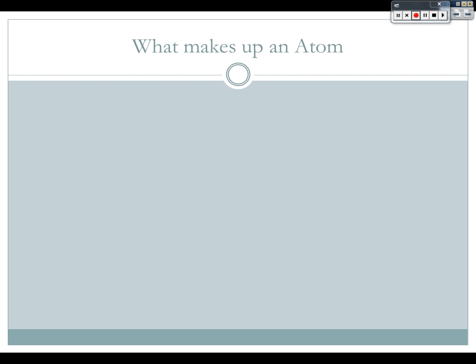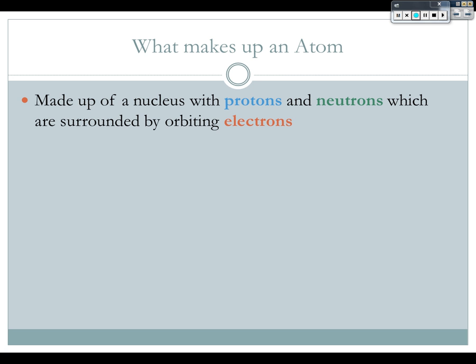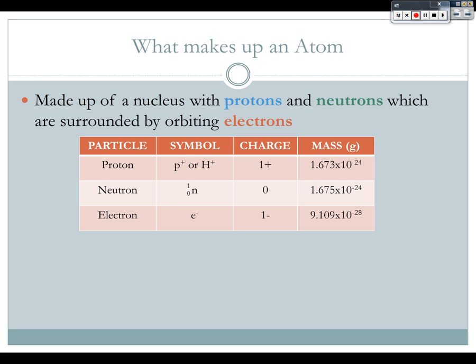So, back to the basics of what makes up an atom. An atom is made up of a nucleus, which contains our protons and neutrons, surrounded by orbiting electrons. The protons and neutrons make up the majority of the mass of the atom. Our protons, which we symbolize with an H plus or a P plus, have a positive 1 charge. They're a positive charge in the nucleus, and they've got a really small mass, 1 times 10 to the negative 24. Our neutrons are neutrally charged and have the symbol 1, 0, and N, and they have a similar mass to the proton, but slightly bigger.